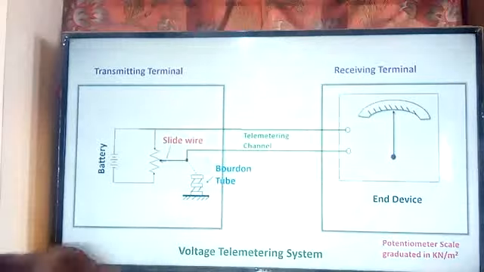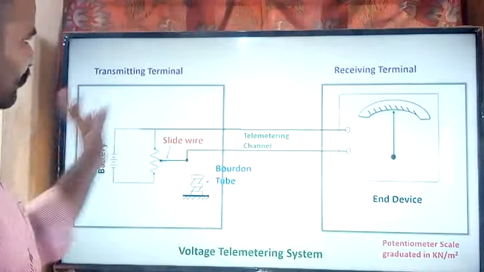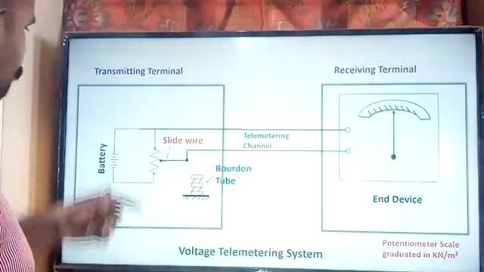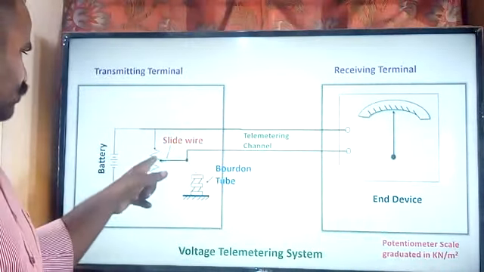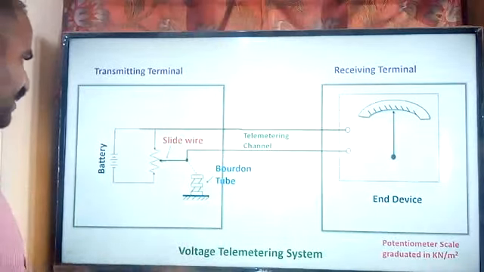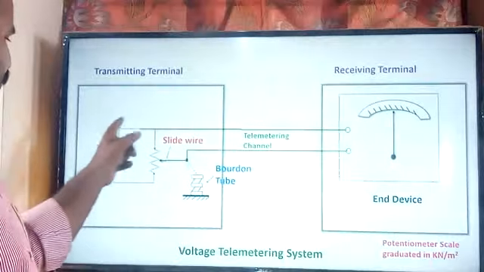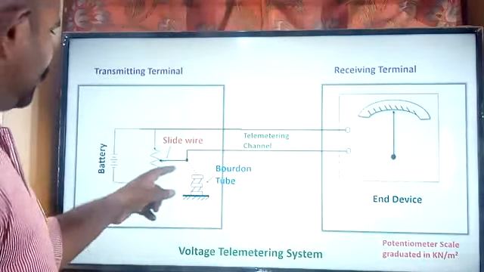Here is a block diagram for the voltage telemetry system. Let us go through the individual blocks. Here we are using the battery along with the potentiometer. This one is a potentiometer, and another terminal of this potentiometer is connected to one end, which we call a sliding wire. And this one is connected in series with this particular potentiometer, and also a Bourdon tube.